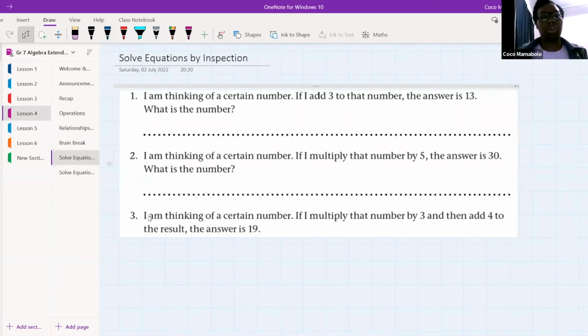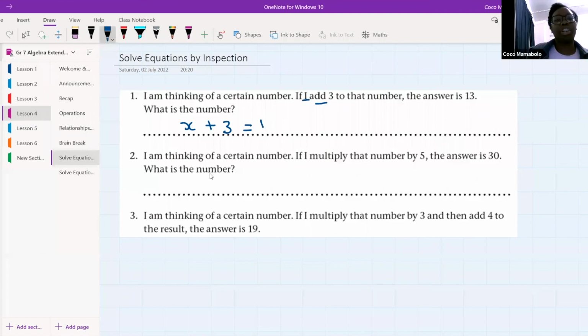Okay. So it says, I'm thinking of a certain number. If I add 3 to that number, so my number is X. I know X. Okay. If I add 3 to that number, my answer is 13. What is my number? Nomahlubi says my number is 10. Okay. Does everyone agree with Nomahlubi on this? Is my number 10? Hermione says 10, Luandle says 10, Inati says yes, we agree. Luandile says 10. Yes, guys, it's 10.